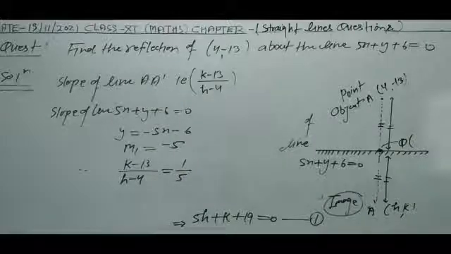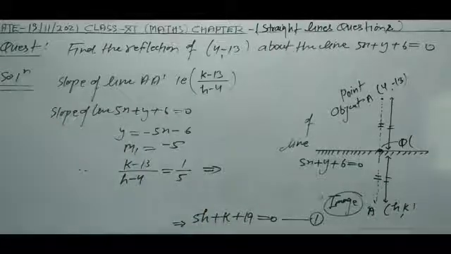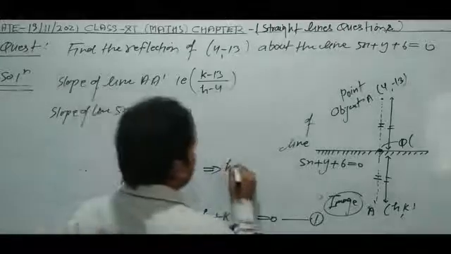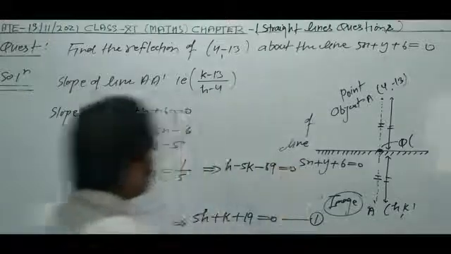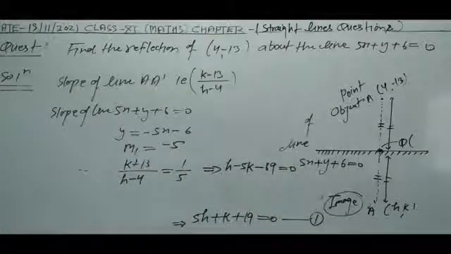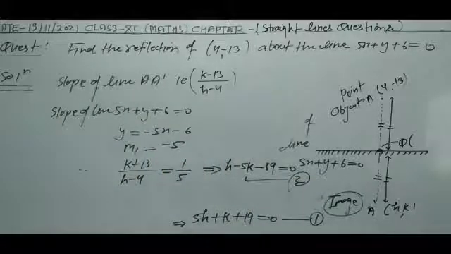After solving, k plus 13 upon h minus 4 is equal to 1 by 5. So its result will be h minus 5k minus 69 is equal to 0. Now consider this equation 2. After solving equation 1 and 2, what value will you get?